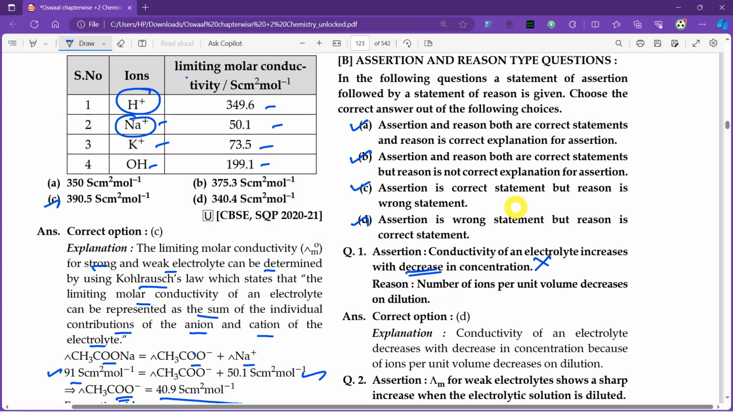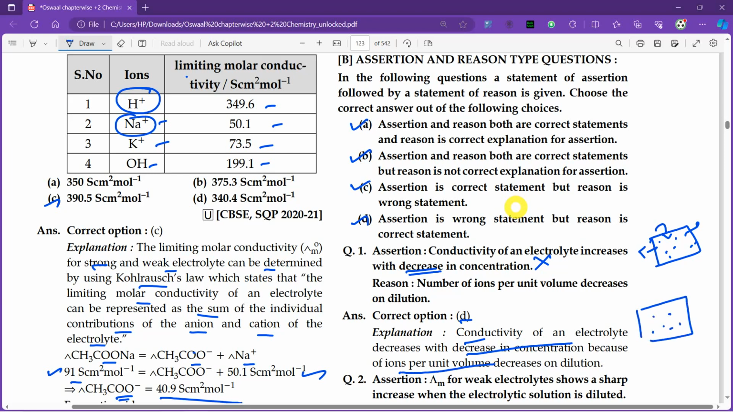And the number of ions per unit volume decreases on dilution. Yeah, the number of ions per unit volume decreases on dilution, right? We can understand this by a simple example. We have some ions here, and if you add water here, the distance between the ions increases. That is, the ions will move far away from each other, so the conductivity decreases, right? So the answer is D. The conductivity of an electrolyte decreases with decrease in concentration because the ions per unit volume, in a per unit volume, the concentration of ions decreases on dilution.